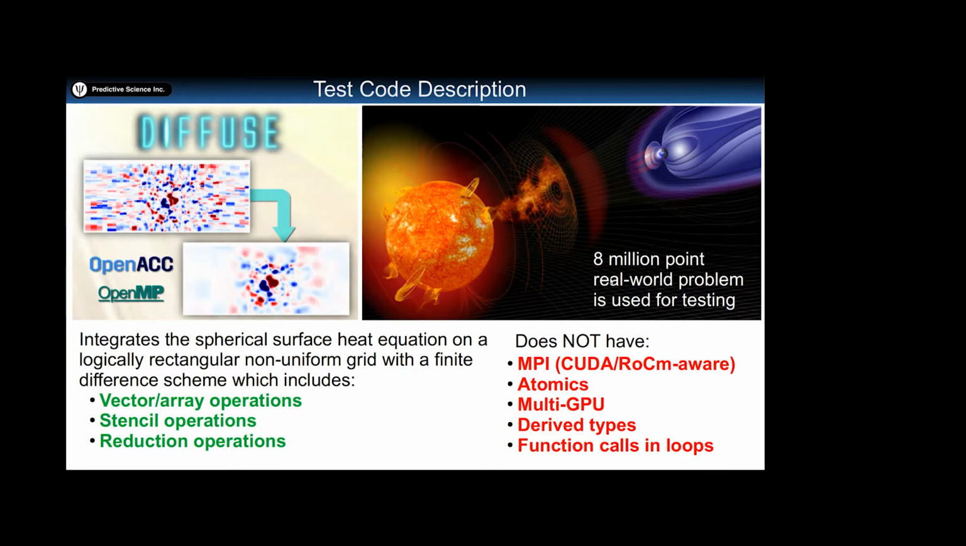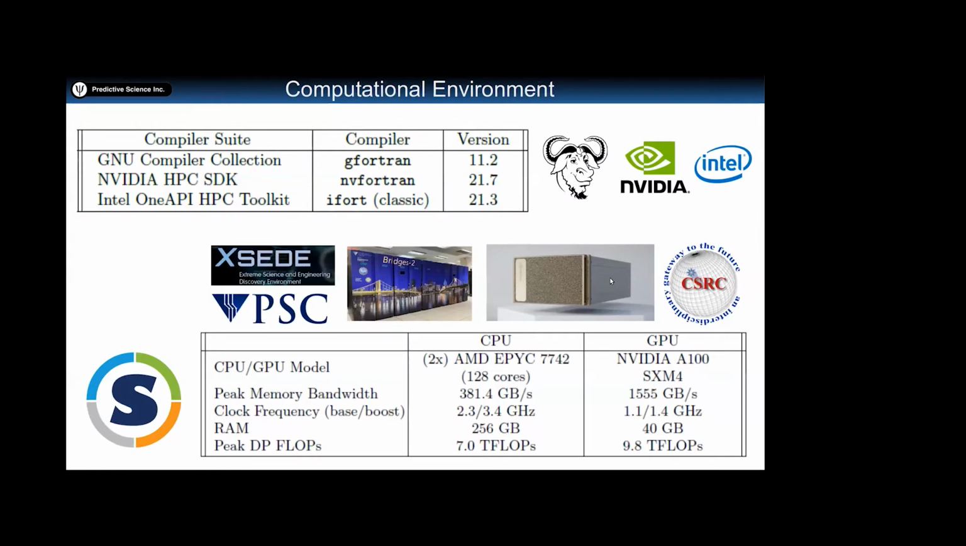What this code does not have is MPI, atomics, multi-GPU, derived types, or function calls within the loops. So this is kind of like a cheating case in a way, in the sense that all these things on the right might completely break all of this, but we'll talk about that later. So we used basically GFortran, NVFortran, and iFort, the newest versions that we had at the time. And we ran this on a dual socket EPYC on Bridges-2 and an A100 40 gig on a DGX at San Diego State.